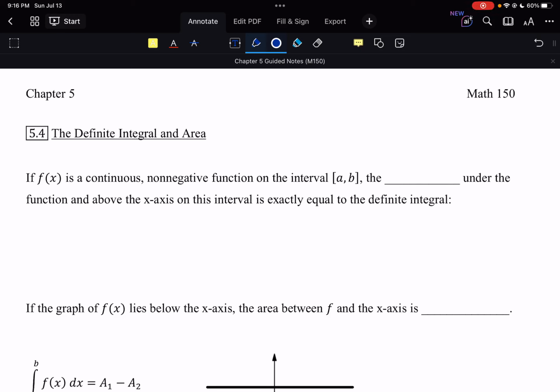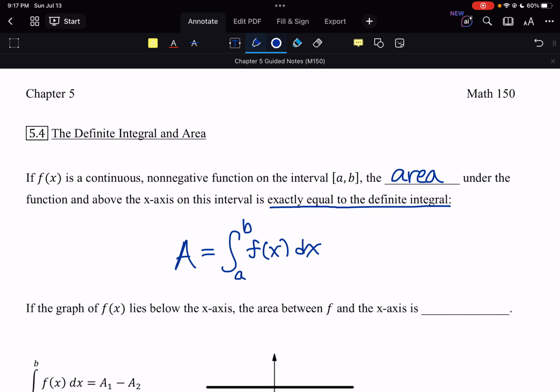All right, we are in section 5.4, talking about the definite integral some more and how it relates to area. So if f of x is a continuous non-negative function on the interval from a to b, we say that the area under the function and above the x-axis on this interval is exactly equal to the definite integral. So this area is equal to the integral from a to b of f of x dx.